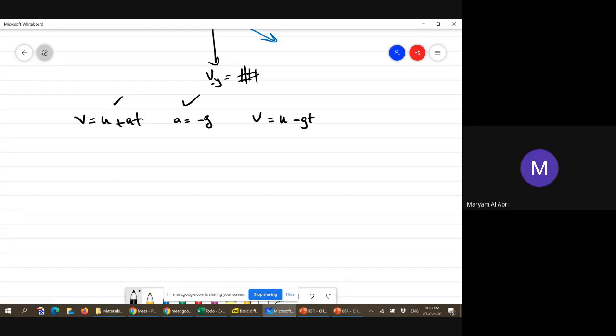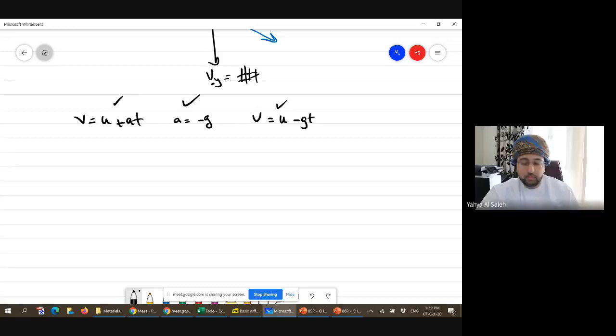Yes, but why is the acceleration negative? Because I have defined down to be negative. I can do it positive. Do you want me to do it positive?